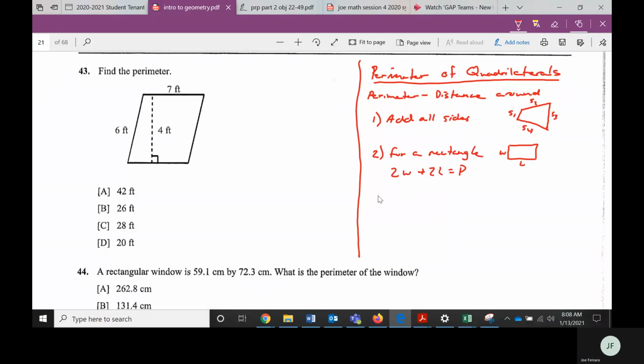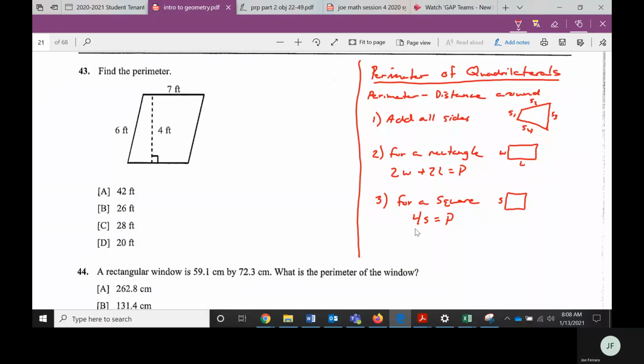Then the third kind of special case is for a square. You can definitely do either of these two methods. You can add all the sides, or you could use the rectangle formula even though with a square the width and the length are going to be the same. So let's say that's a square. You just have S, because all the sides of a square are the same. So you could say 4 times S equals perimeter. That's just a special case.